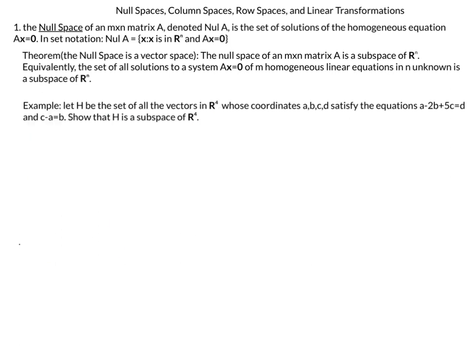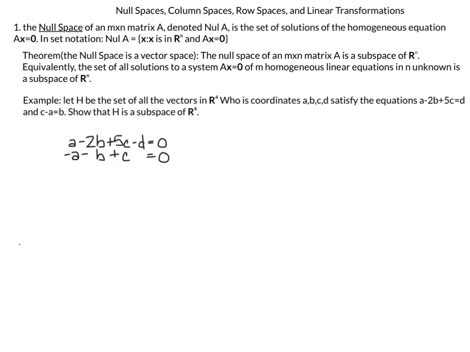Our next example is: let H be the set of all vectors in R4 whose coordinates a, b, c, and d satisfy the equations a minus 2b plus 5c equals d and c minus a equals b. Show that H is a subspace of R4. There are a couple of ways we can show this set H is a subspace. However, since we're talking about null space, I'm going to rewrite these equations so they're homogeneous, in other words, so they're equal to 0.